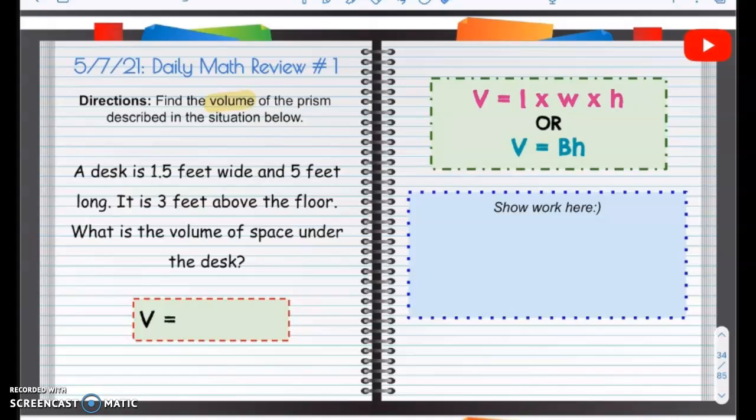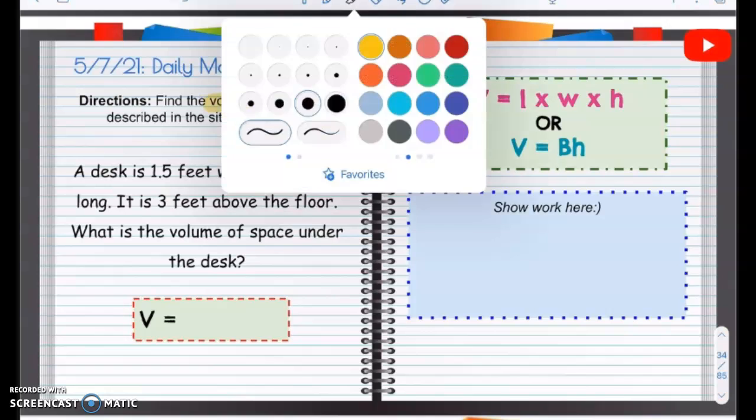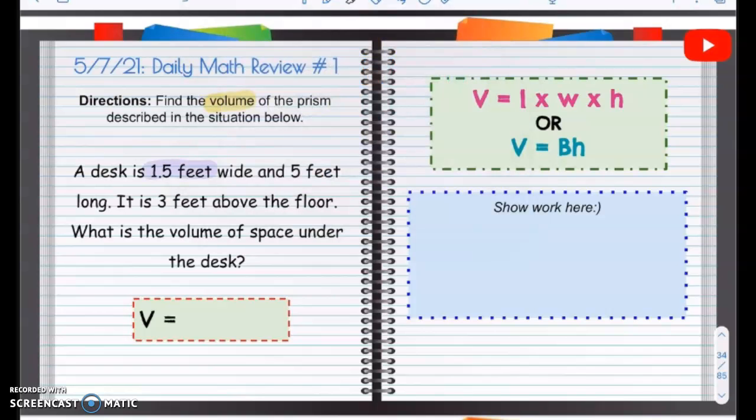Same thing. So if we have a desk that's 1.5 feet wide, 5 feet long, it's 3 feet above the floor, what's the volume of that space under the desk? So we are going to take 1.5 feet, 5 feet, and 3 feet, and we are going to multiply them. So we have 1.5 times 5 times 3.